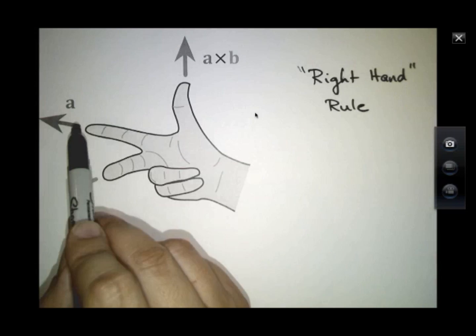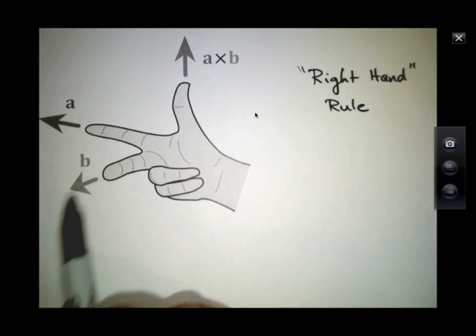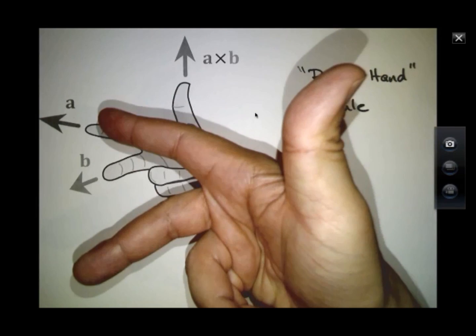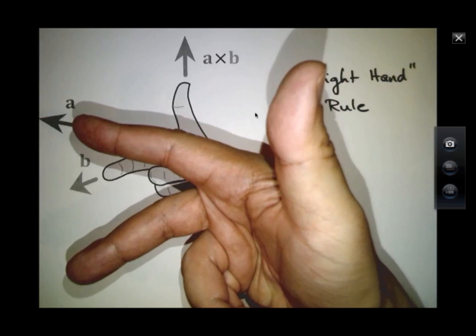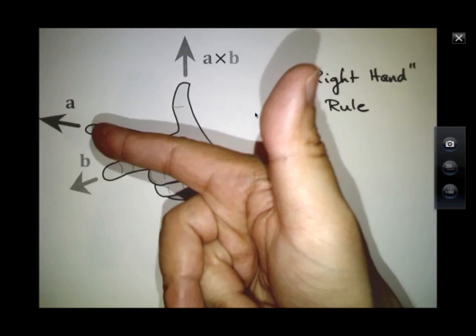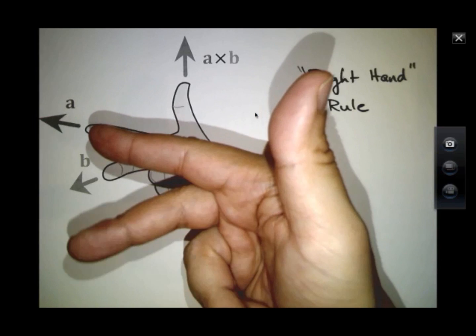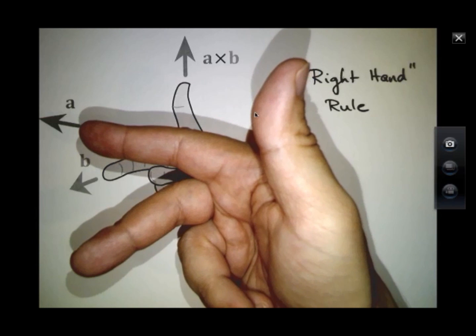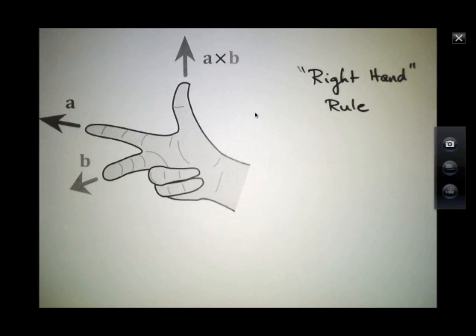If I have two vectors A and B, and I form a sort of shape with my right hand, I have to use my right hand to do this. I point straight ahead like a little pistol, I suppose, and move my middle finger off to the side in the direction of B. My thumb points in the direction of the cross product.